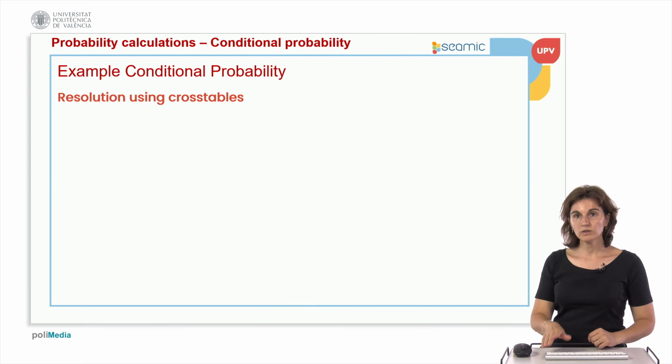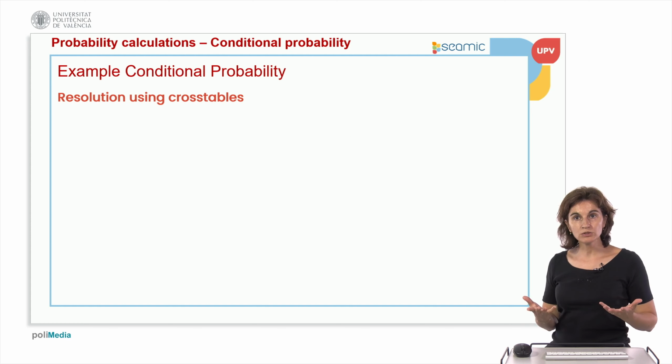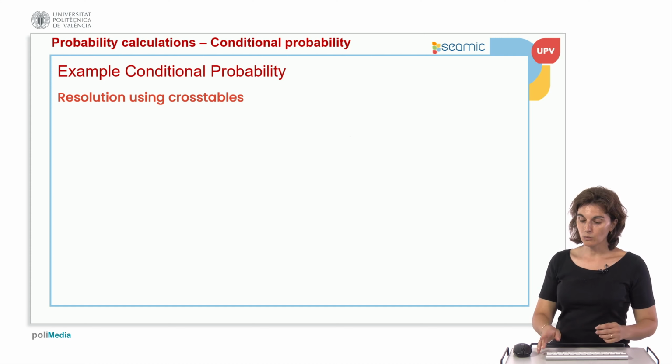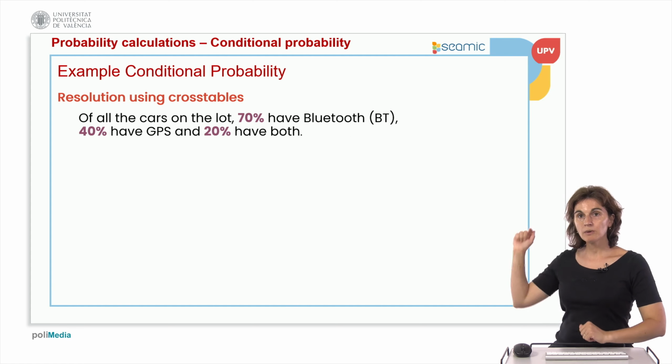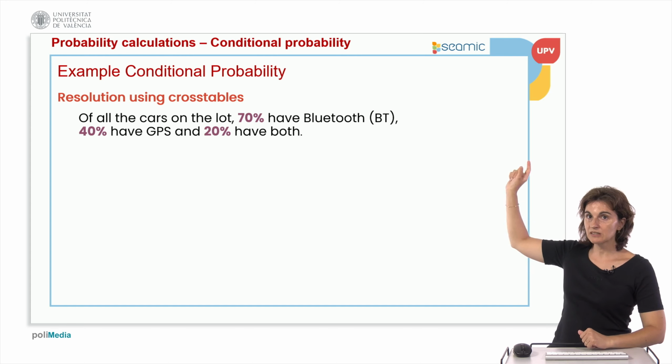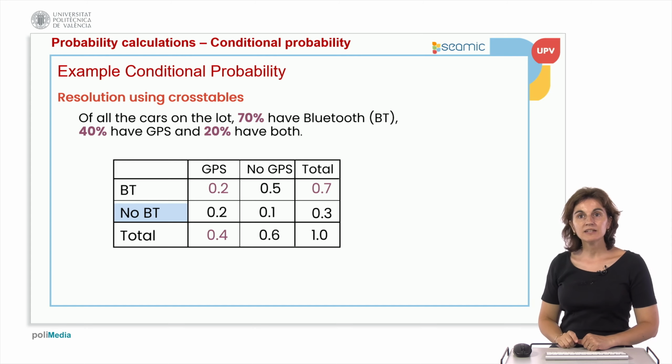So, what we are going to do is to show two different resolutions, two different methods to solve this type of problems. On one hand, we could build a cross table that combines the information that we were given in the problem. So, remember, this was the writing. This is the description that we obtained for the problem. And here you can see how we can build this table.